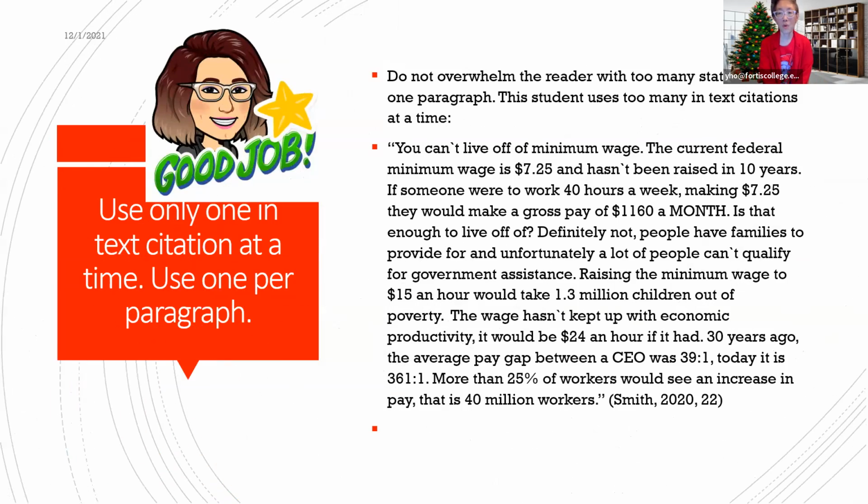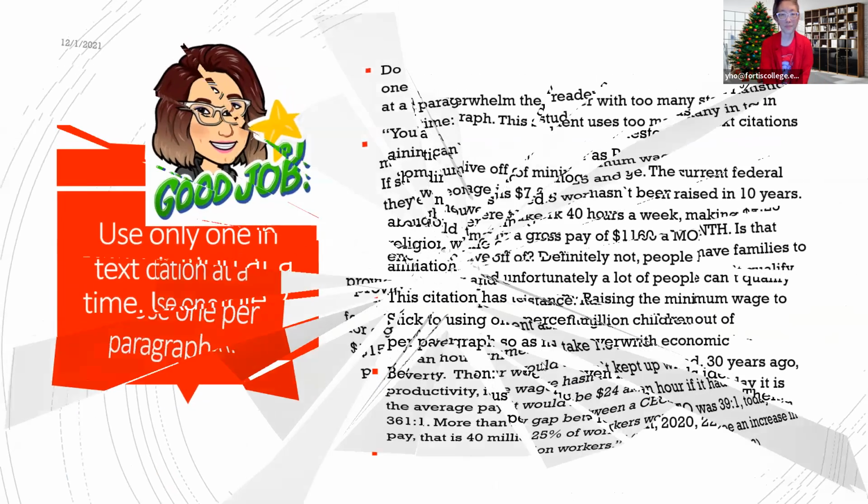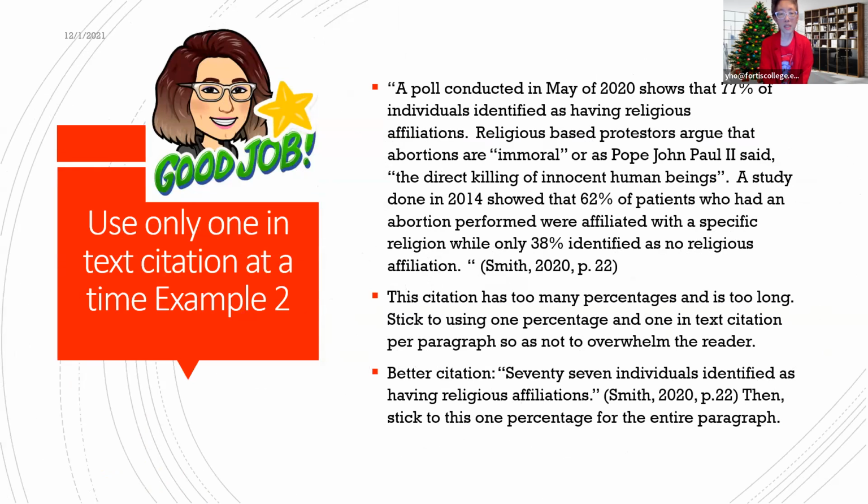Also, do not overwhelm the reader with too many statistics. So here is an example of someone who overwhelmed the reader with one statistic after another statistic after another statistic. Use only one in-text citation at a time. So here is another example of somebody who used too many citations at the same time.